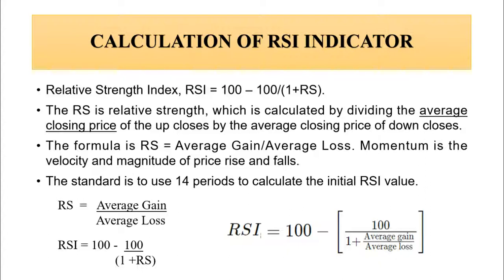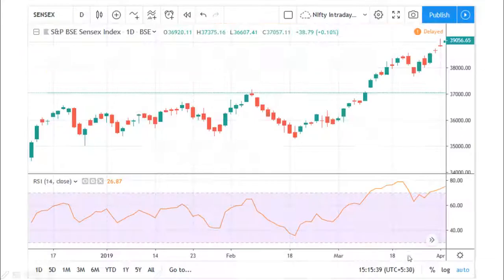The standard is to use 14 periods to calculate the initial RSI value. So when we are using a specific time frame, it is only for 14 periods. Here we have the relative strength, which is given by average gain divided by average loss. And then we have the RSI, that is relative strength index, which is 100 minus 100 by 1 plus RS. So when we apply the RS formula in it, this is what the relative strength index will look like. Here's the equation of it.